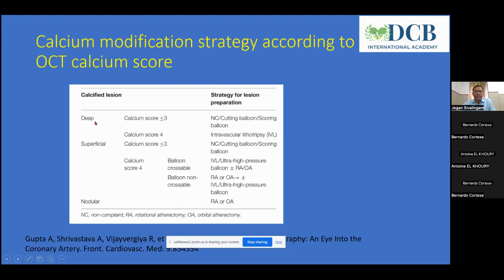Similarly, for deep calcium, it cannot be treated by ablative methods. So deep calcium score 4 means straight away intravascular lithotripsy.